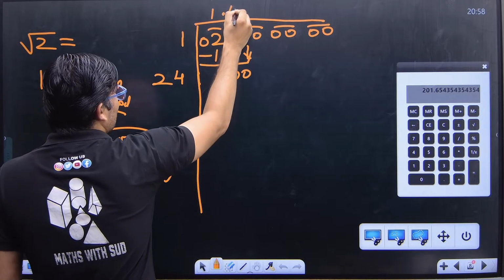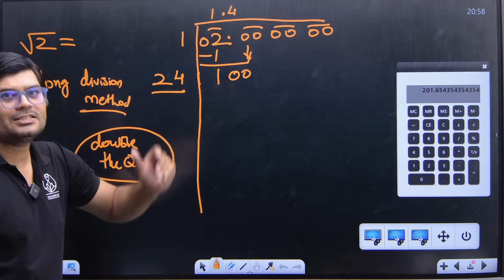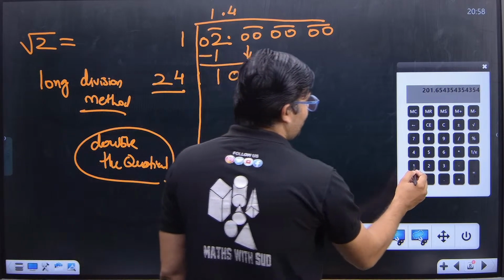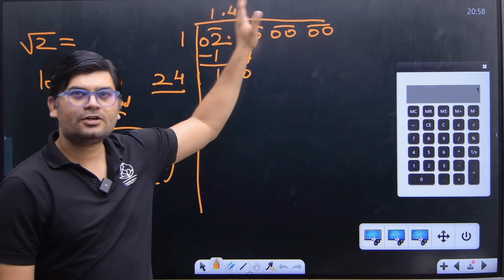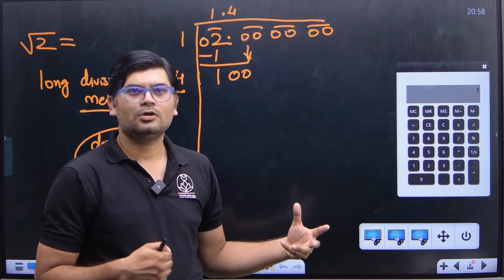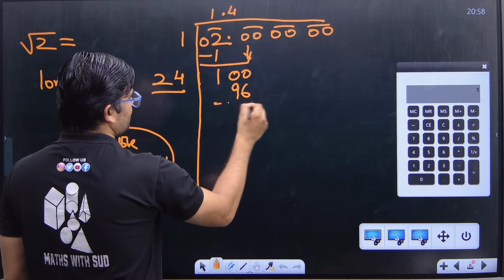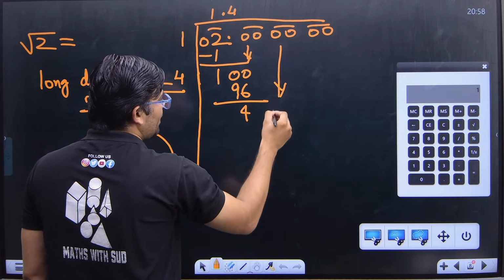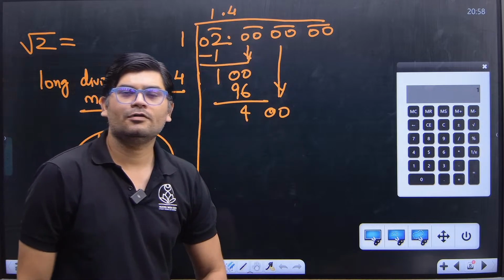So that the same number has to be written here whose value together with this is less than 100. So now say this. What is 1 into 1? 1. Is it closer to 2? The answer is yes, but it is far away from 2. Okay, now 24 into 4 is how much? 96. 100 minus 96 is how much? 4. Again I will bring down 2 more numbers.